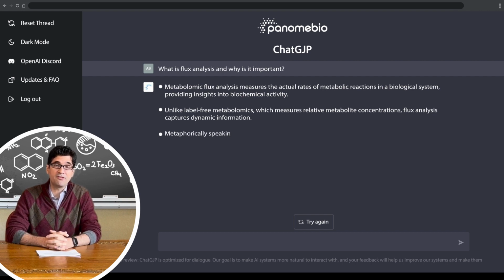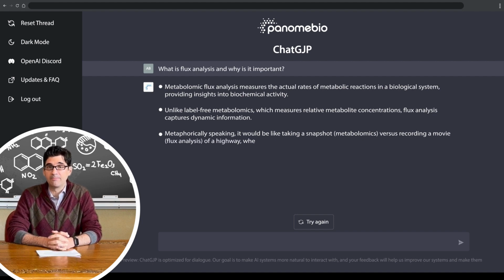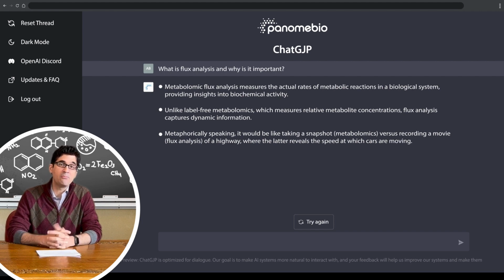So what we do with flux analysis is the equivalent of standing over the bridge and, instead of taking a photograph, actually taking a movie. So you're recording the cars as a function of time with a camcorder, and that obviously now allows you to see how quickly those cars are moving.